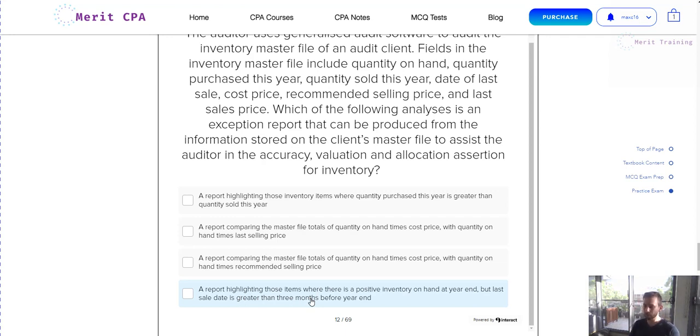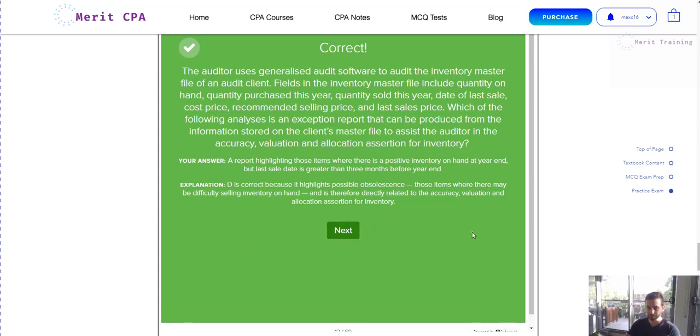So let's say you've got an iPhone 5 in stock, but they've already released iPhone 6, 7, 8, 9, 10. No one wants to buy an iPhone 5, everyone wants to buy an iPhone 10, right? So you've got this iPhone sitting on the shelf, still trying to sell it for $1,500 or whatever it was retailing for back in the day. No one wants to pay that money for it. That's why it's sitting there in stock. That means it's obsolete. There are newer models coming out, better models, cheaper models. So this one here is a good exception report to indicate obsolescence, which is a key indicator of accuracy, valuation, allocation for inventory. So that's why D is the correct answer.